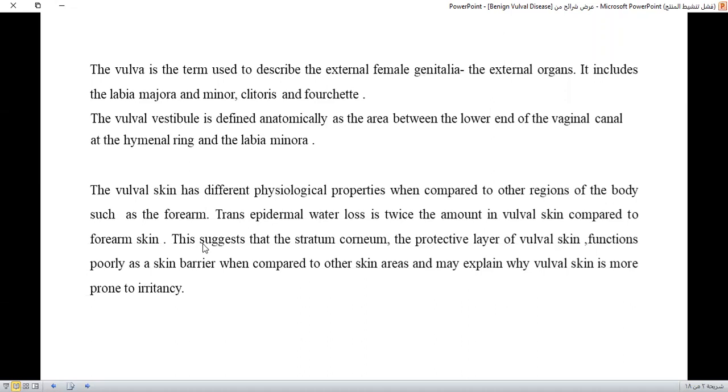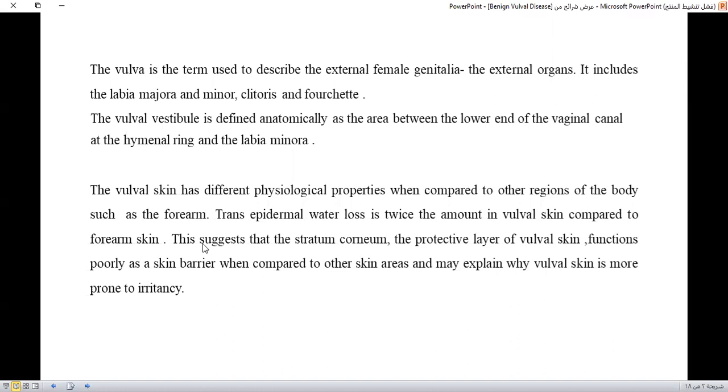The vulva is an area. Vulva is an external organ, and includes labia majora and minora only. True or false? False. It includes labia majora, minora, clitoris, and fourchette.